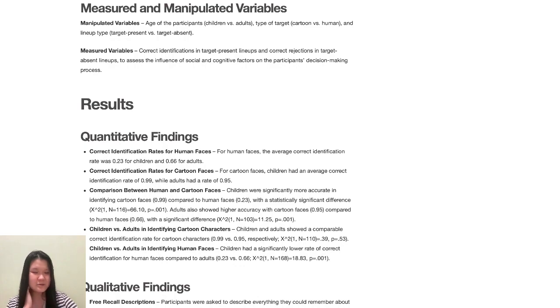Okay, so the other two would be the age of the participants, children versus adults, and the type of target. So remember, there were human and cartoon, right? Okay, so what was the measured variable?